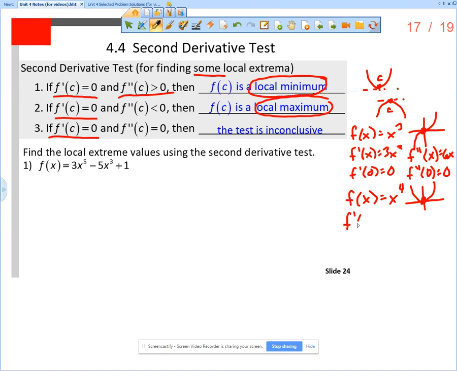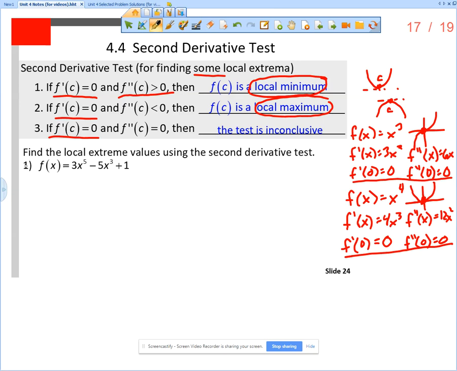But f prime of x would be 4x cubed. And wouldn't you say that f prime of 0 is 0? Yes, that's true. What about f double prime of x? That is 12x squared. But isn't f double prime of 0 also 0? So the fact that both of these things are true in both cases tells you that the test is inconclusive. It does not guarantee you a local minimum or maximum. All right, so now, generally speaking, if we're supposed to use the second derivative test, we would expect to get local mins and maxes, somewhere.